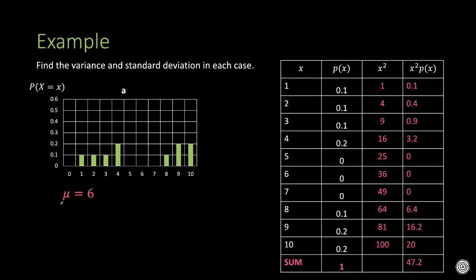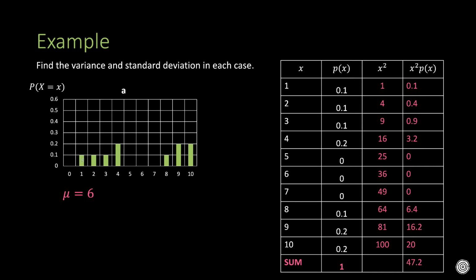For A, now I know that the mean is 6. I've put it here in table form. These are just the outcomes from the graph in table form. And I've put a column for x squared, and that's really straightforward here. Each one of these values squared, from 1 through to 10. And then I've just done x squared multiplied by its probability. Again, this probability was taken straight from the graph.